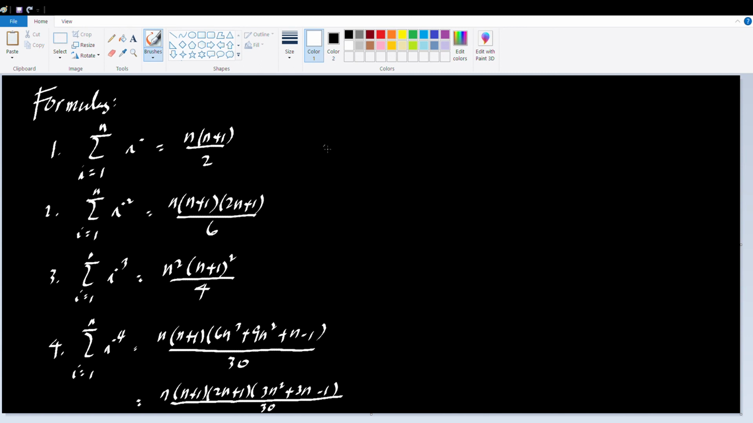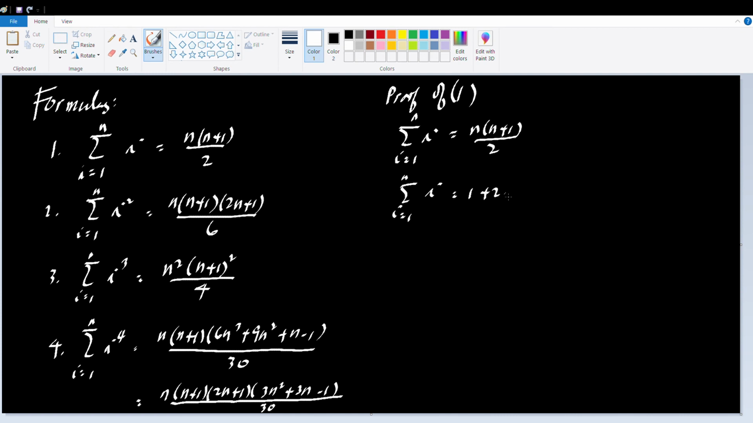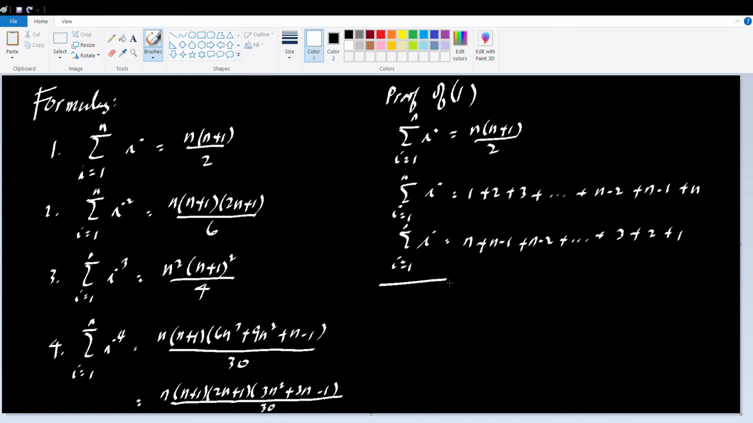Okay? So, let me show you the proof of the first one. It says that the sum of I is equal to n times n plus 1 all over 2, I from 1 to n. So let me write the sum in the expanded form. 1 plus 2 plus 3 plus and so on and so forth plus n minus 2, n minus 1, n. So the first three and the last three terms. I am going to write again the sum of I from 1 to n, but in the reverse order. So that will be n plus n minus 1 plus n minus 2 plus the last three terms, 3 plus 2 plus 1. And then I'm going to add these two.